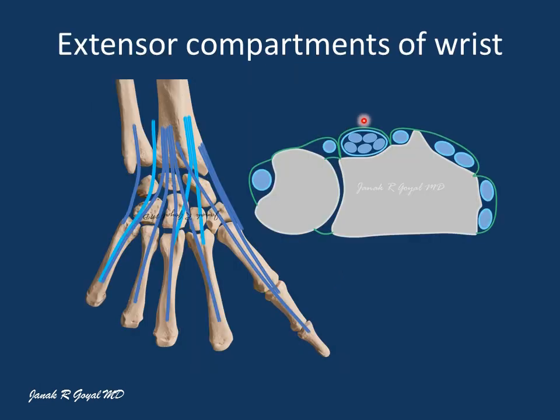The extensor retinaculum is a thick strip of deep fascia attached medially to the lower end of the ulna and laterally to the anterior border of the radius. Septa from the deep surface of the extensor retinaculum form 6 separate osteofibrous compartments for the extensor tendons, numbered 1 to 6 from lateral to medial.